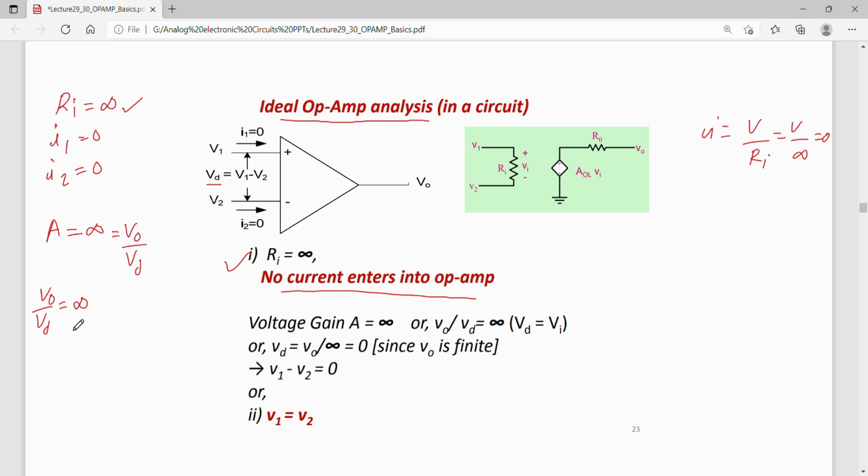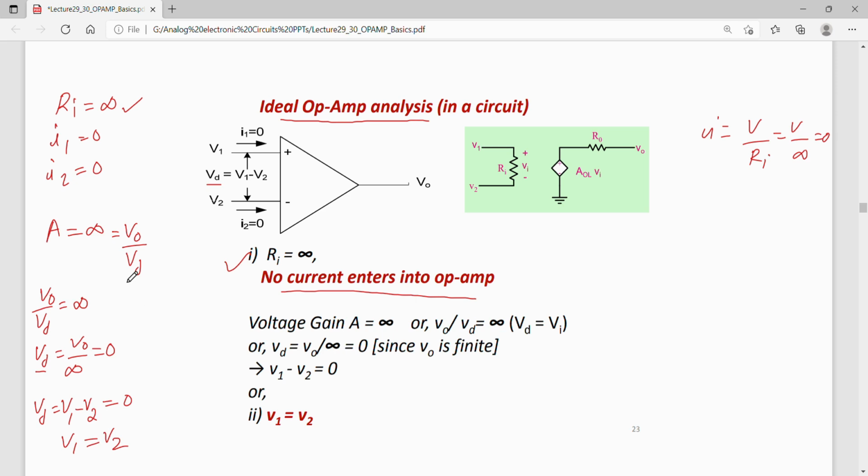Or from here I can write Vd as V naught by infinite, which is 0. That is, this differential input Vd, which is the differential input V1 minus V2, is 0. So this would also mean that my V1 will be equal to V2. If V1 is equal to V2, then only V1 minus V2 is 0.